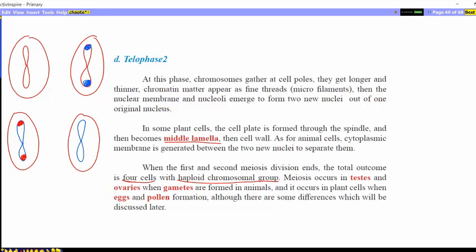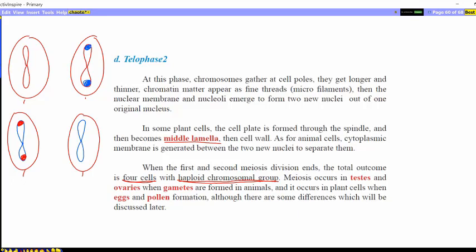So a question can be asked: why are 4 cells formed in meiosis but only 2 in mitosis? 4 cells in meiosis, because meiosis consists of 2 successive divisions. Why are haploid chromosomal group cells formed? Because homologous chromosomes separate in meiosis. And why are non-identical cells formed? Because of the 4 cells, they are different from one another, and also different from the parent cell. That's because crossing over happens, and also homologous chromosomes separate.